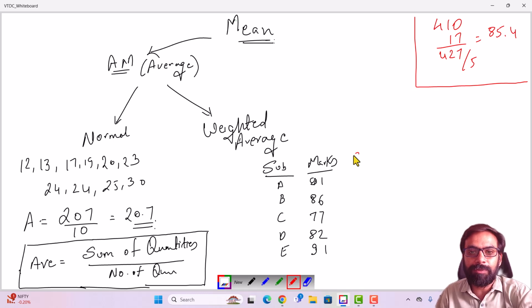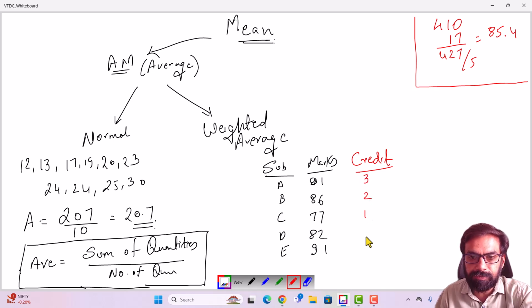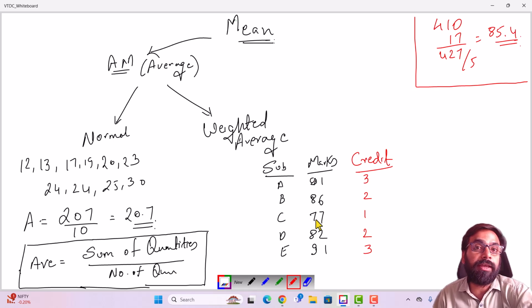But if I introduce something called credit, what is credit? Credit is nothing but the weightage or the importance of these subjects. Let's say the credit of this subject is 3, this is 2, this is 1, this is 2, and this is, let's say, 3 again. Now will my average marks come out the same as 85.4? I doubt that. It will not, because if I just sum up the quantities and divide by the number of quantities, just like I have done over here, I have by default taken the weights of all the quantities involved as the same.